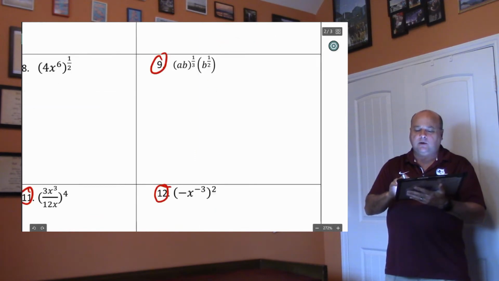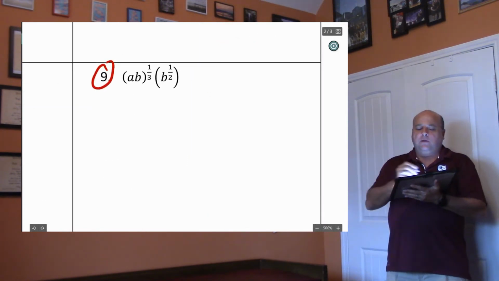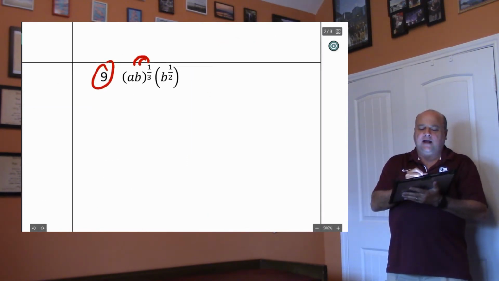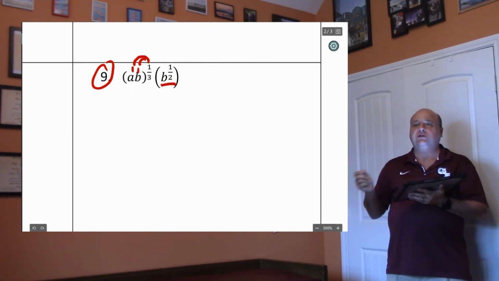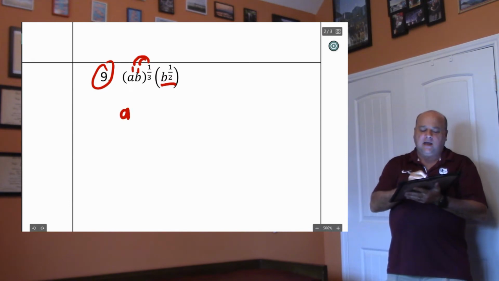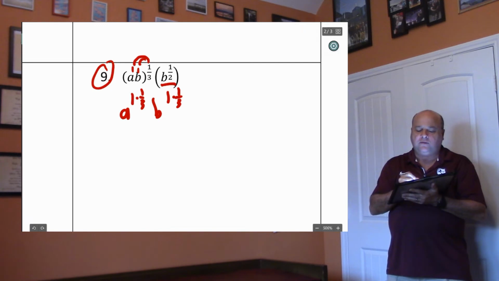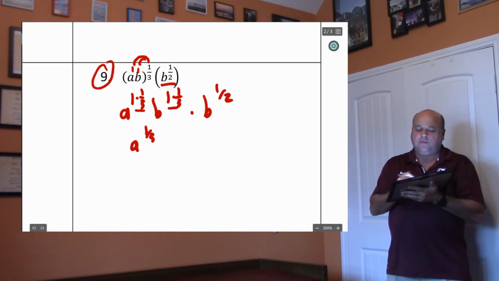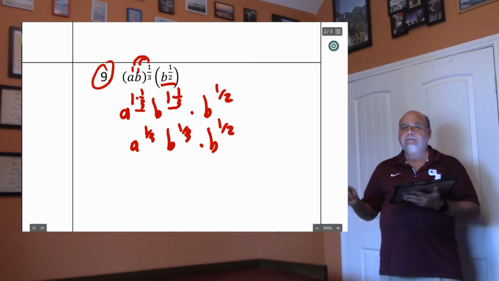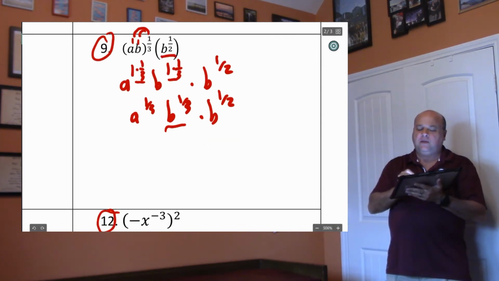Okay, let's go down to number 9. On number 9, I have this exponent here that has to distribute. And remember, these exponents have 1. This right here is just going to drop. So I'm going to have a to the 1 times 1/3, b to the 1 times 1/3, times b to the 1/2. So I'm going to multiply these first. I'm going to have a to the 1/3, b to the 1/3 times b to the 1/2. Next step is to group these, right?